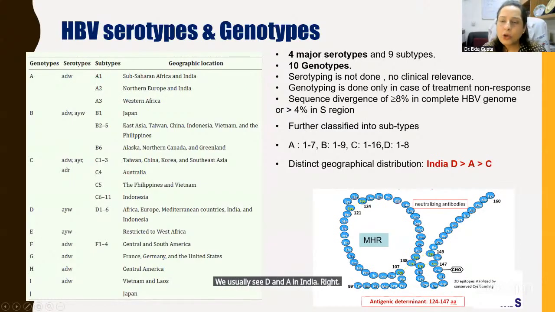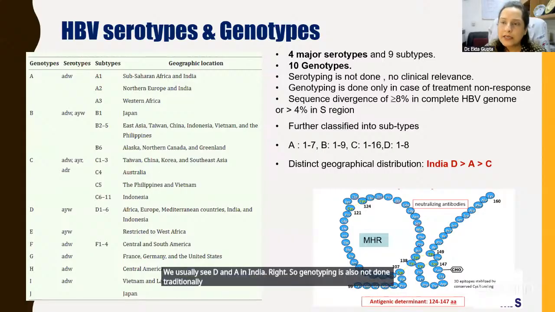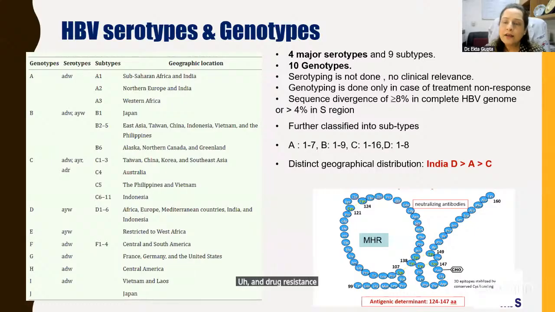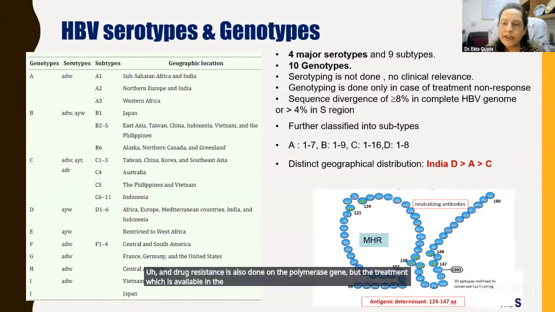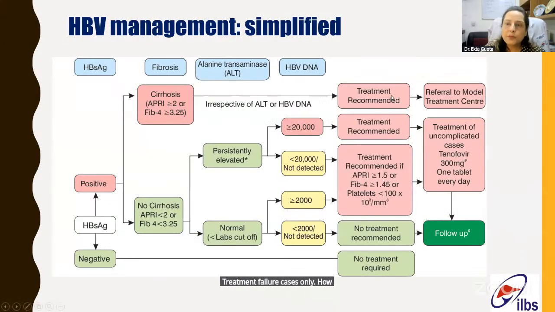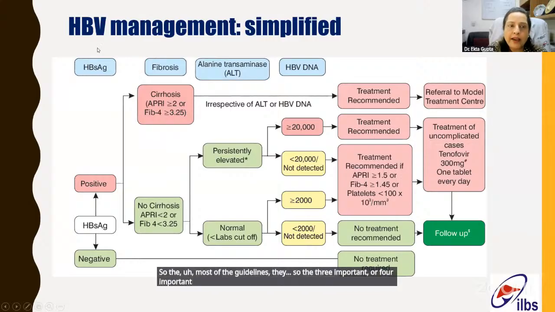So genotyping is also not done traditionally because it is not needed. You have very good drugs, and drug resistance testing is done on the polymerase gene, but the treatment available in the form of tenofovir is very good. Serotyping is not done. Genotyping is done only in some treatment failure cases. How do we manage HBV? In most guidelines, there are 3 or 4 important tests from the virology point of view, HBsAg and HBV DNA.